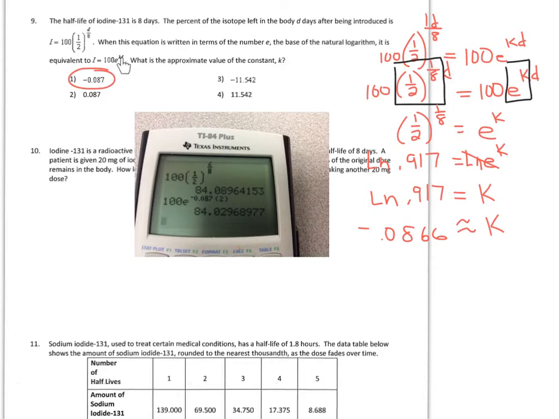Now, in place of K, I plugged in the first answer choice, which said negative 0.087. So I plugged in 100 times E to the negative 0.087, and again I replaced that D with a 2. And when I hit enter, what you could see is these answers. They're not exact, but that's because this is a rounded answer of K. But they're very, very close. If I were to replace this K with any of the other answer choices, they wouldn't match up at all. So choice 1 is the answer.